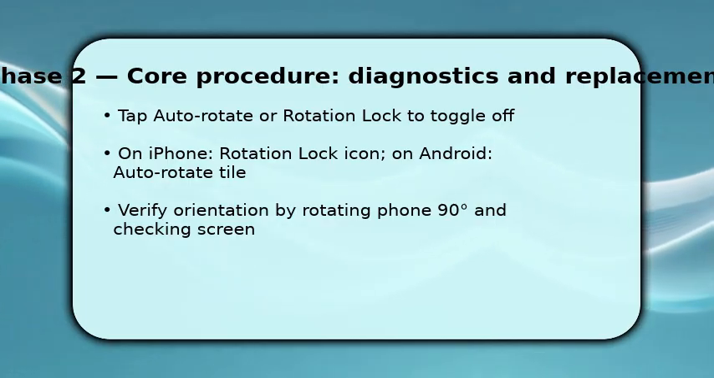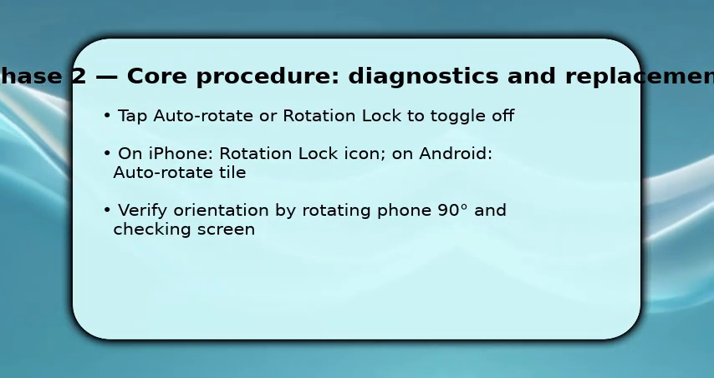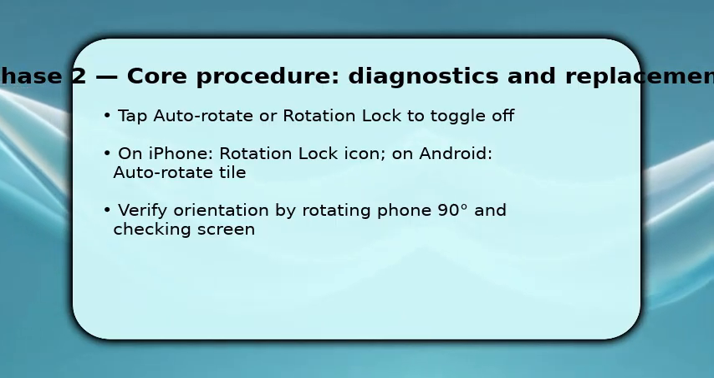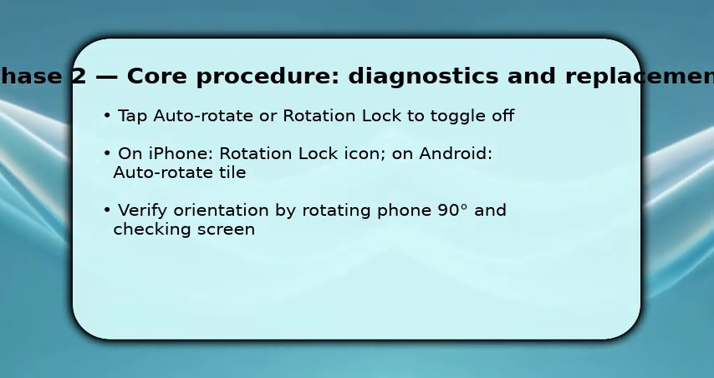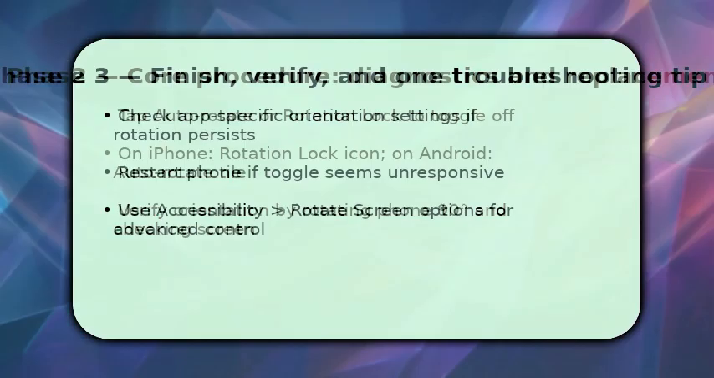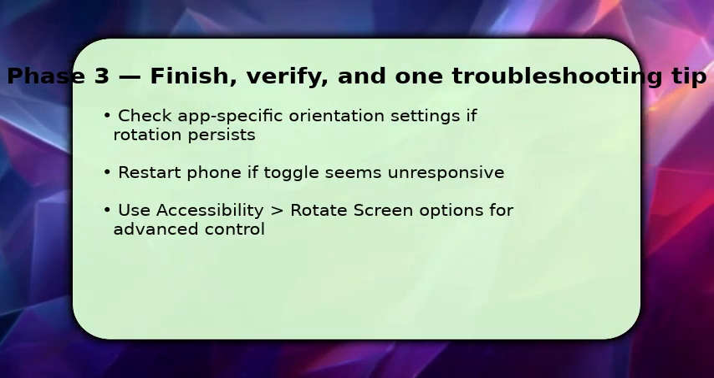Once toggled off, rotate the device 90 degrees. Make sure the UI stays in portrait. If an app still rotates, move to the app-specific setting next. Finish by confirming the change in the apps you use.